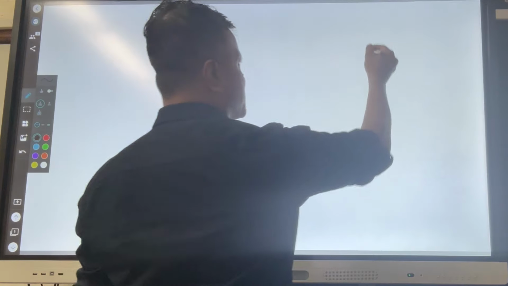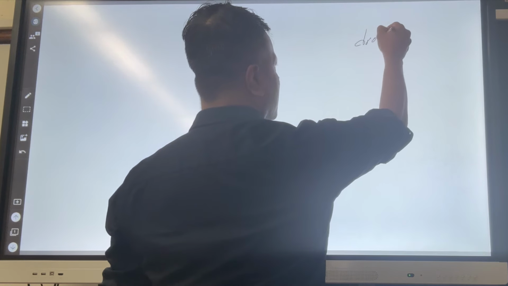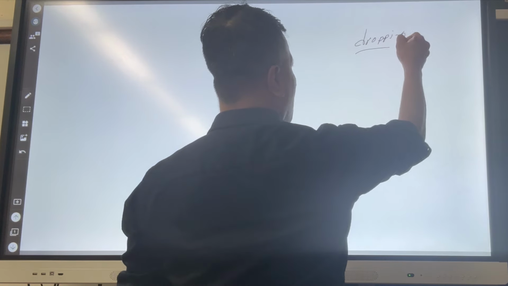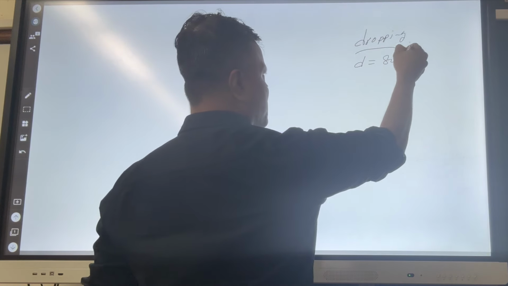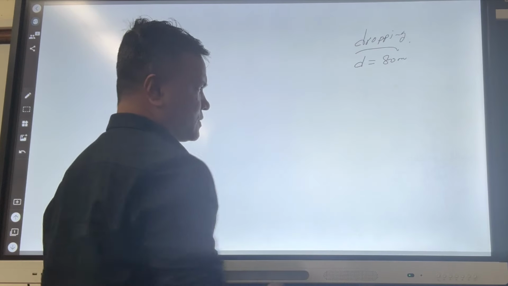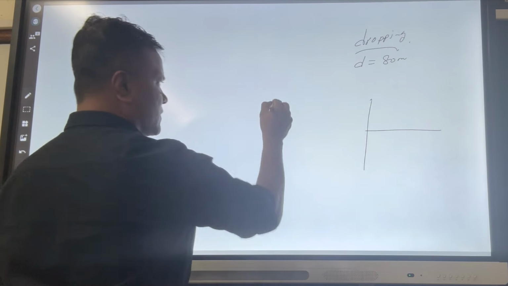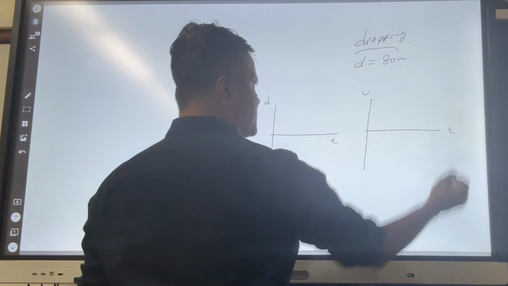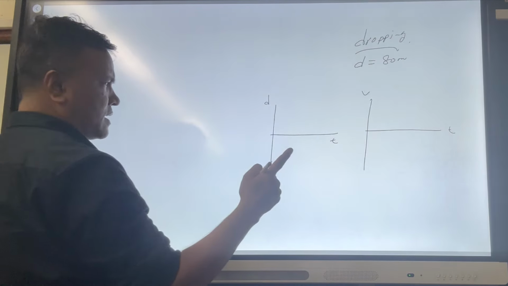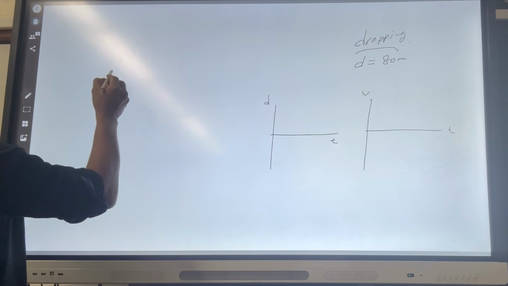The problem one is dropping. Okay, so dropping. Let's say you drop something from 80 meters above the ground, and you want to draw the DT and VT graph, right? How can you draw it? Well, first you need the time. So to find the time is very simple.